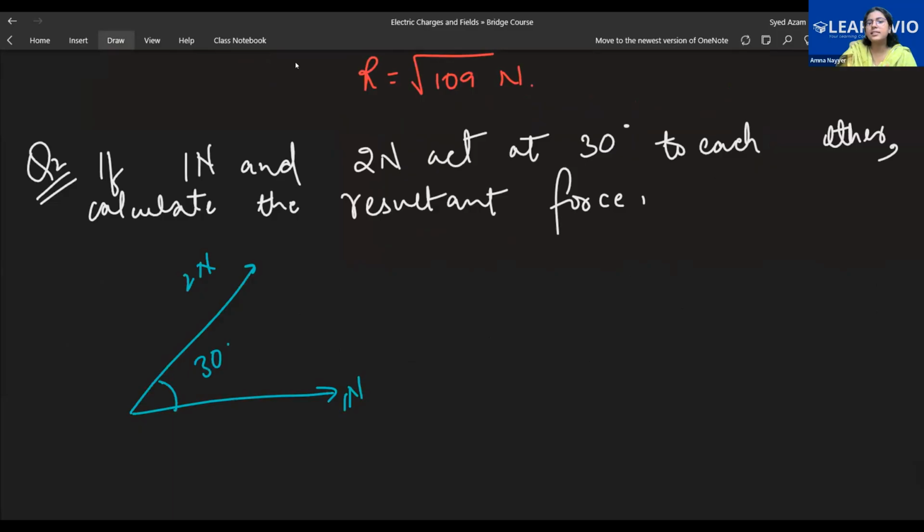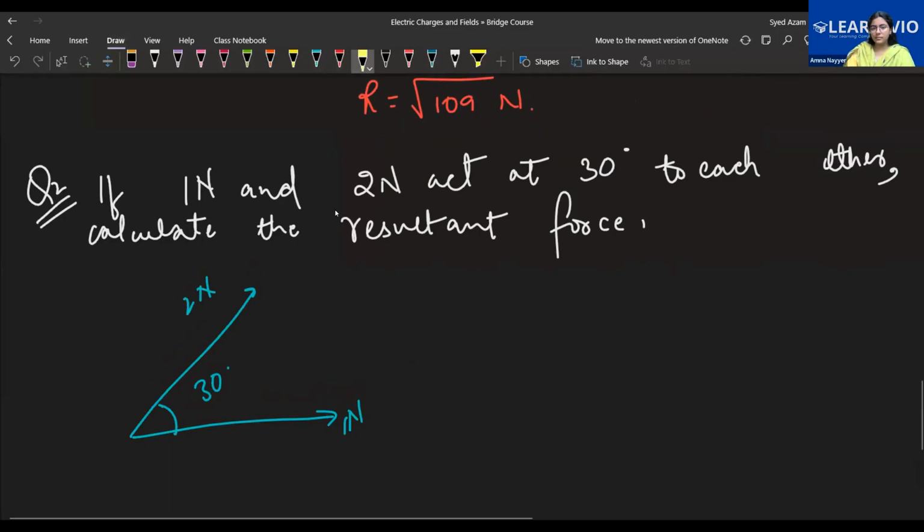So what's the first step? We'll put the formula like. No. First step.